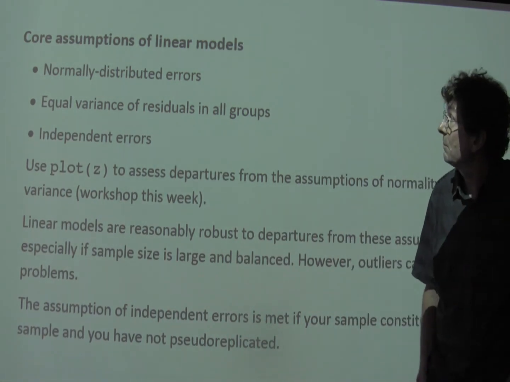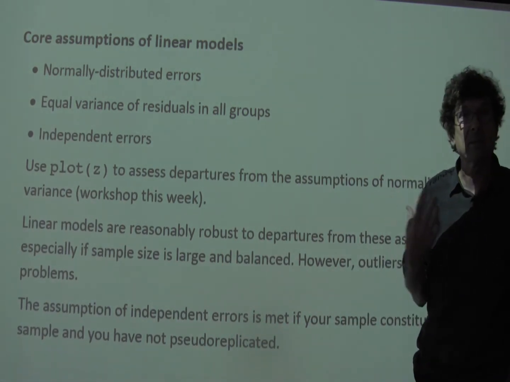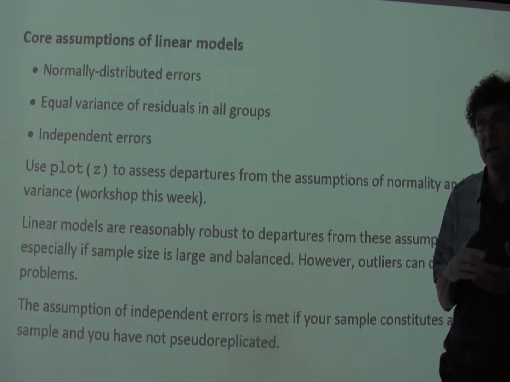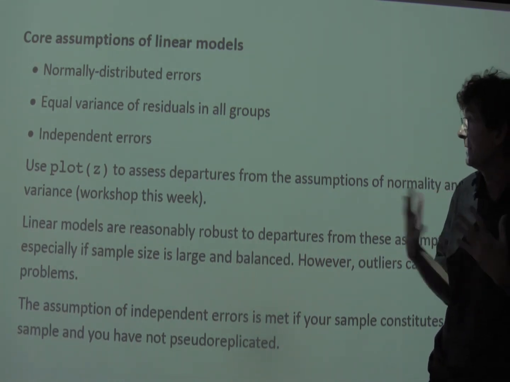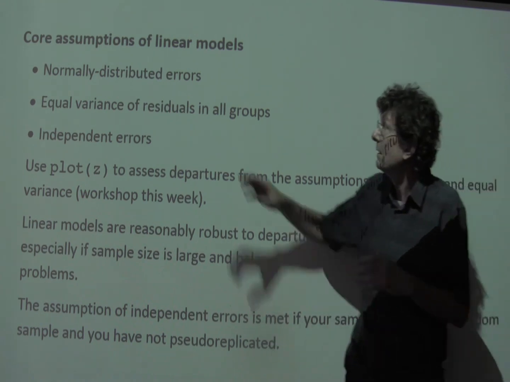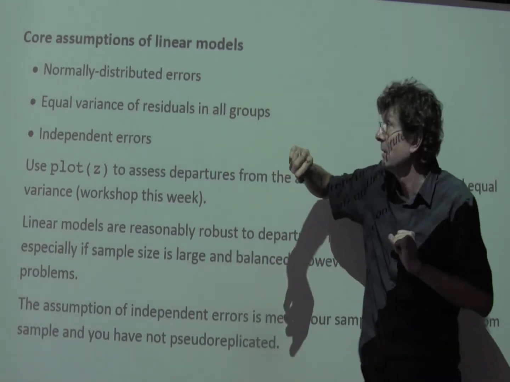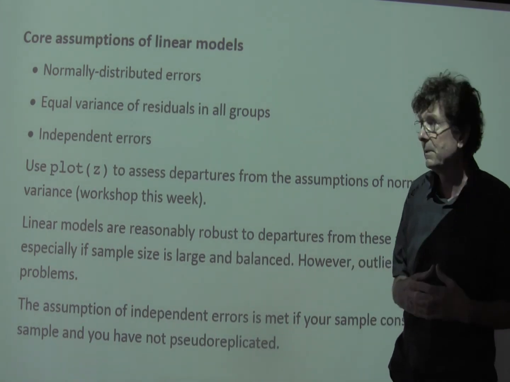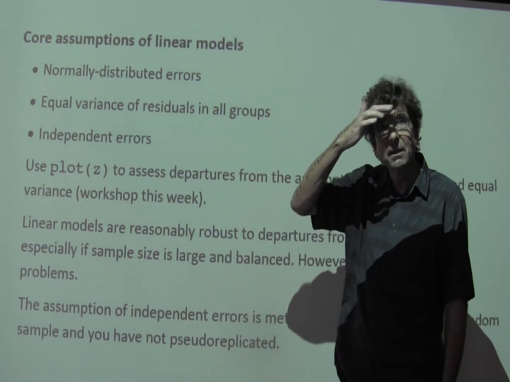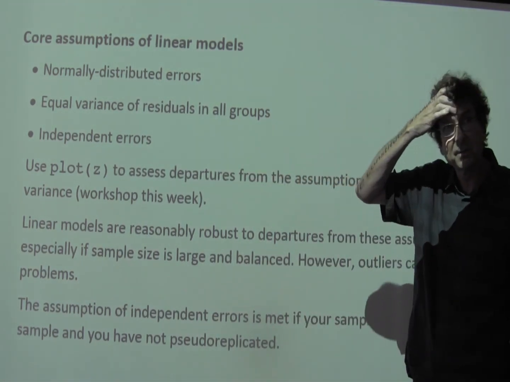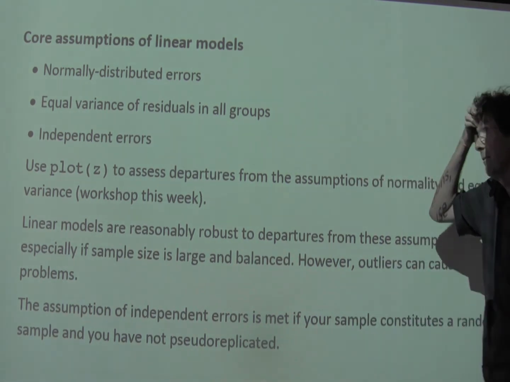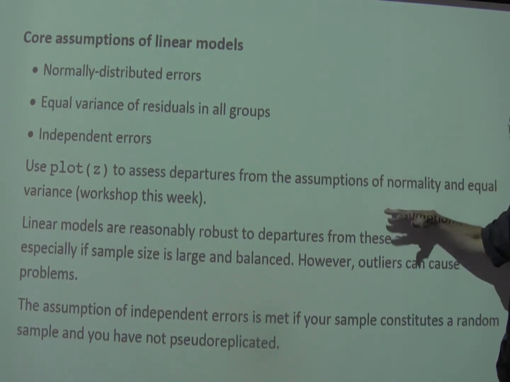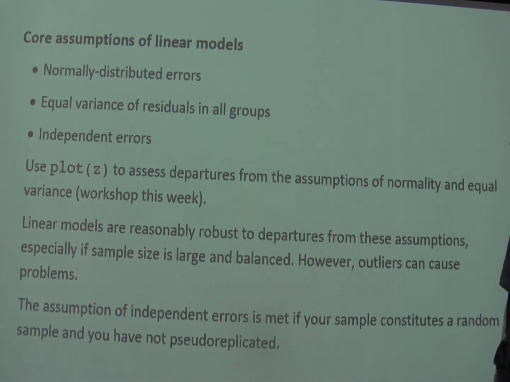Okay, core assumptions of linear models are just the same as the ones you learned a long time ago for analysis of variance or regression or t-tests. The errors should be normally distributed, approximately. The variance of the residuals should be the same in all groups, and the errors should be independent. Residuals should be independent. Every observation should be independent. You have a random sample. So the plots we'll use this week explore the first two of those assumptions.